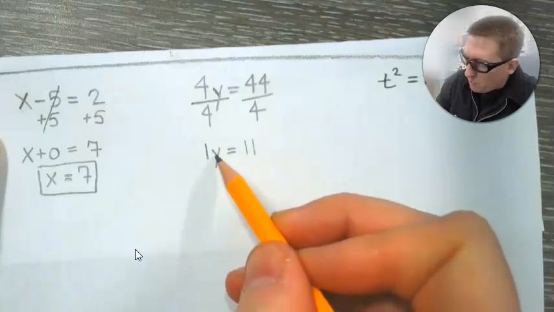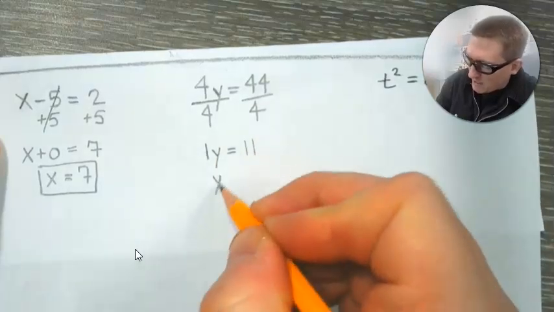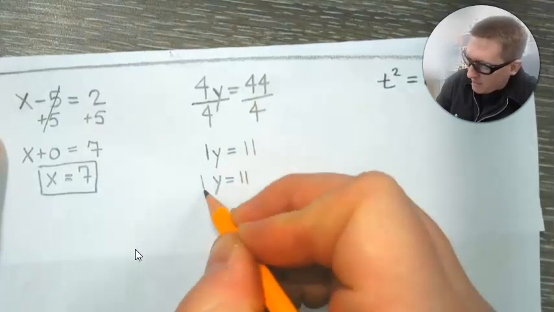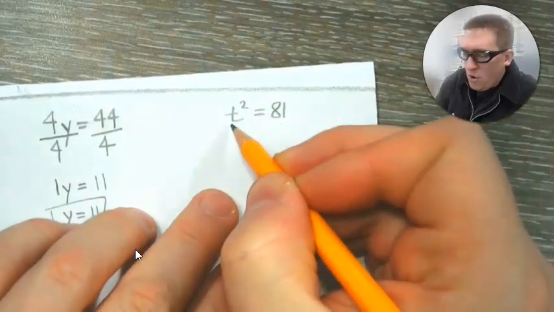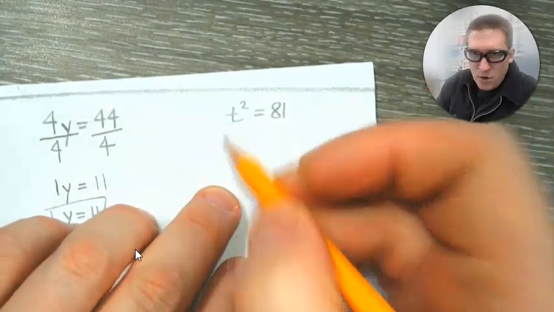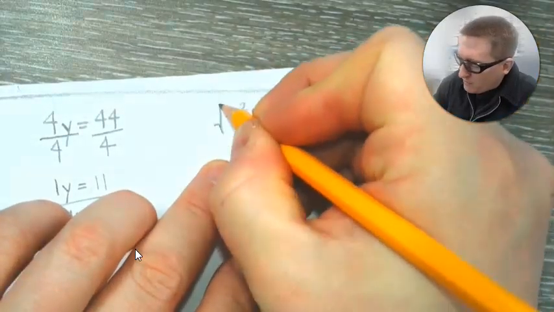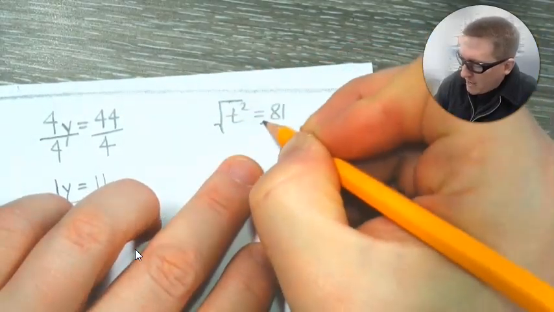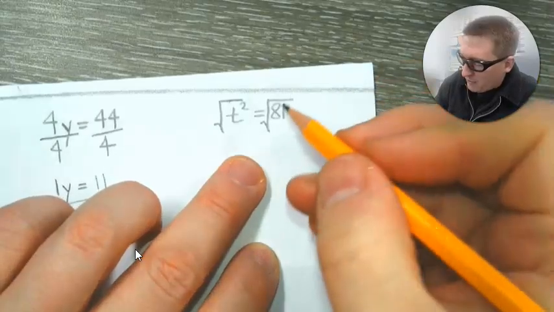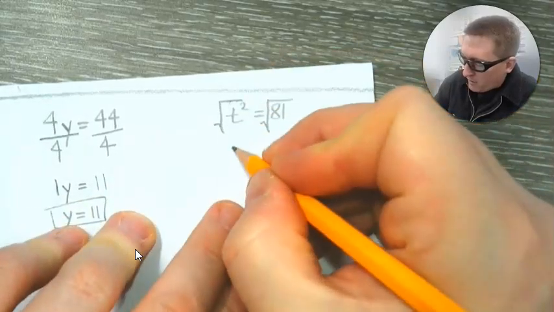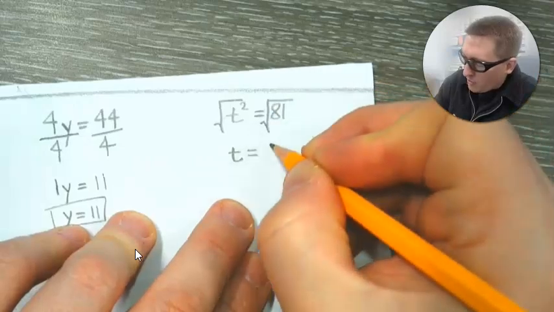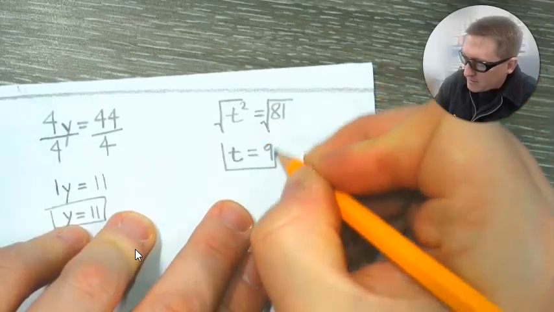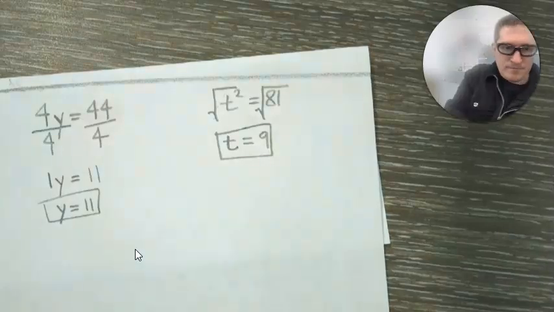And here it says 1y is 11. I might as well just say y is 11. And that's my answer. Coming over here, I had t squared equals 81. What's the opposite of squaring? Rooting. I'm going to root the left side of my equation, and I'm going to root the right side of my equation. The root of a square returns the normal number, and the square root of 81 is 9. That is my final answer.